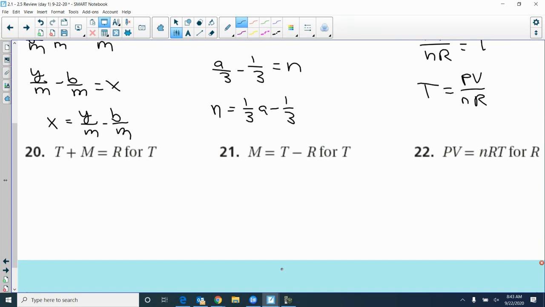All right, Amanda, how about 20? Subtract m from each side. Okay, solving for t, subtract m. Tell me what to write. P equals r minus m. Good, this one's a one-stepper. Okay, this was a one-stepper, that's it, done. All right, as you look at this one, 21, solving it for t. Connor. So you're going to add r to both sides.